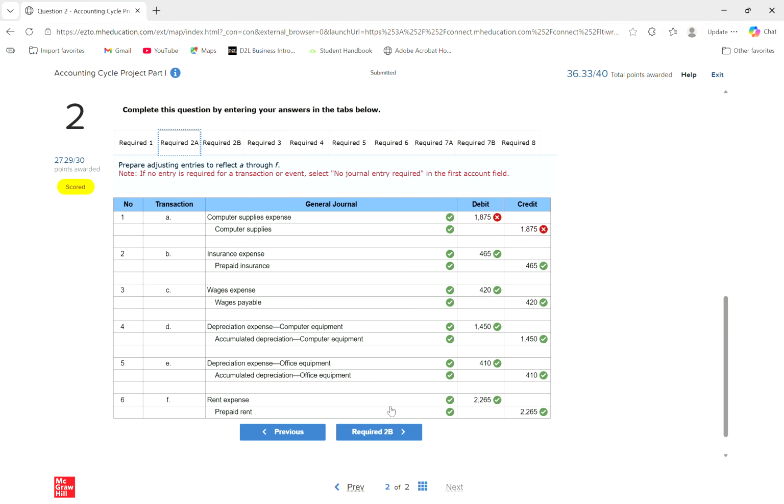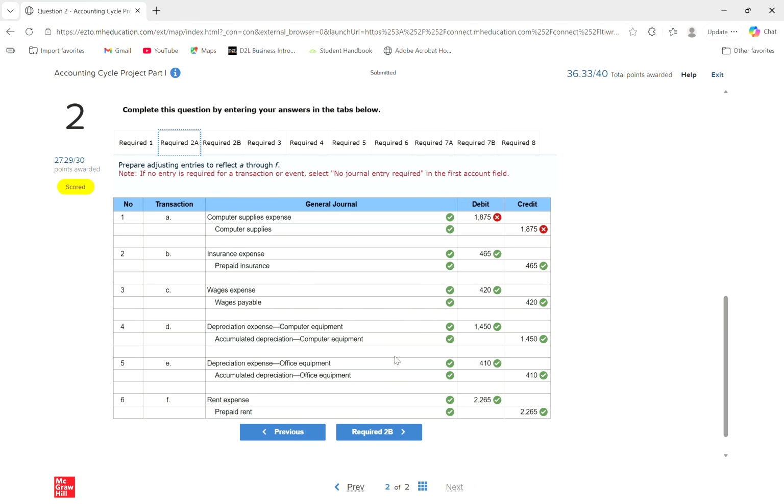For the insurance adjustment, 3 months of a 12-month insurance policy had expired. I debited insurance expense and credited prepaid insurance to reflect the portion used. For accrued wages, employees worked 4 unpaid days at $105 per day. 4 times 105 equals $425. I debited wages expense and credited wages payable. This reflects expenses incurred but not yet paid.